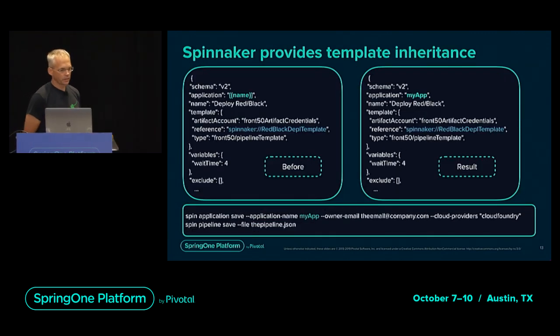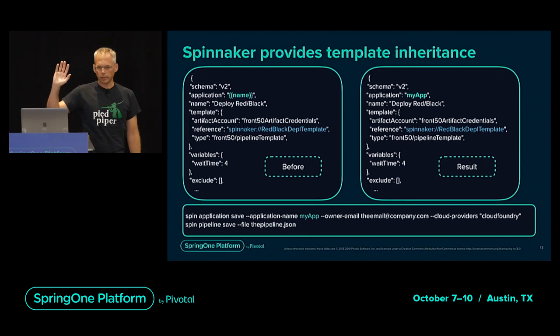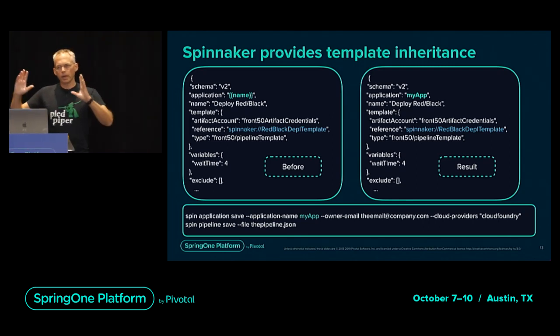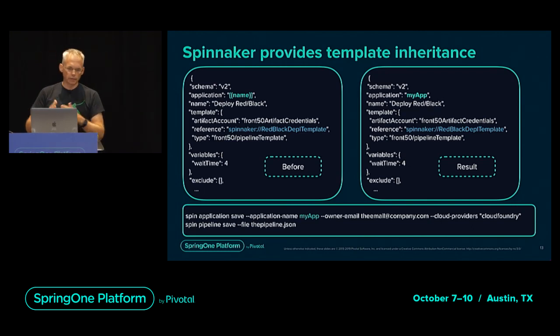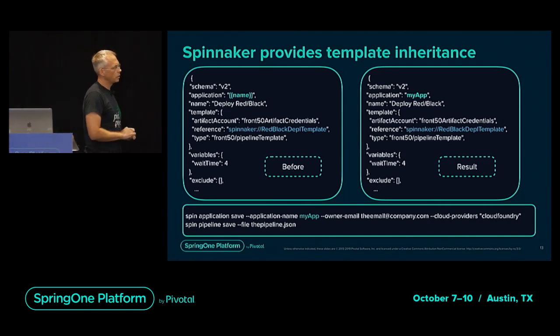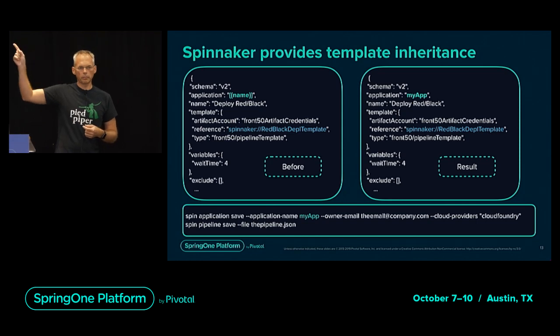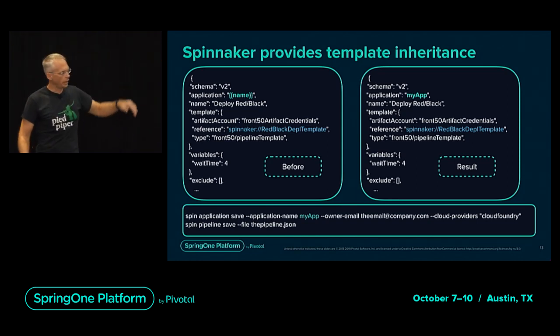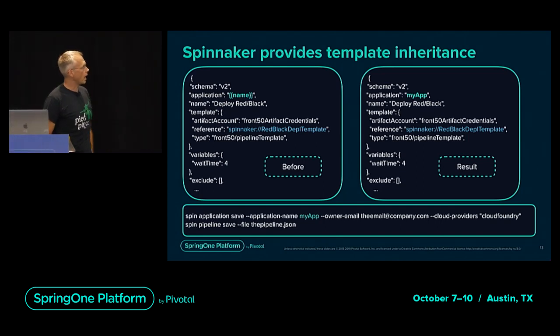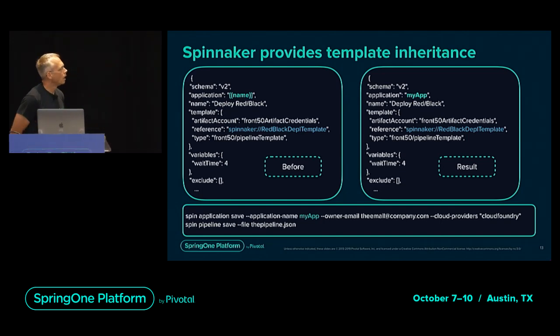Spinnaker, as I said, is a little bit different. At least I have not yet found a better solution for that. But Spinnaker provides templates. So you're deploying your pipeline as you want to have it as a template in Spinnaker in the UI and give it a name. And if you then have a specific pipeline, you can reference this template. So you see that here in blue in the middle of the page. So I'm referencing the red-black deployment template here.